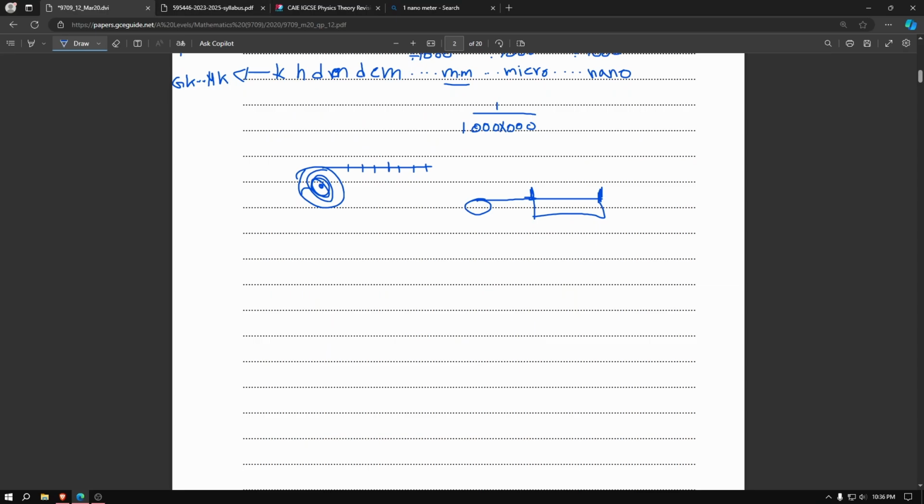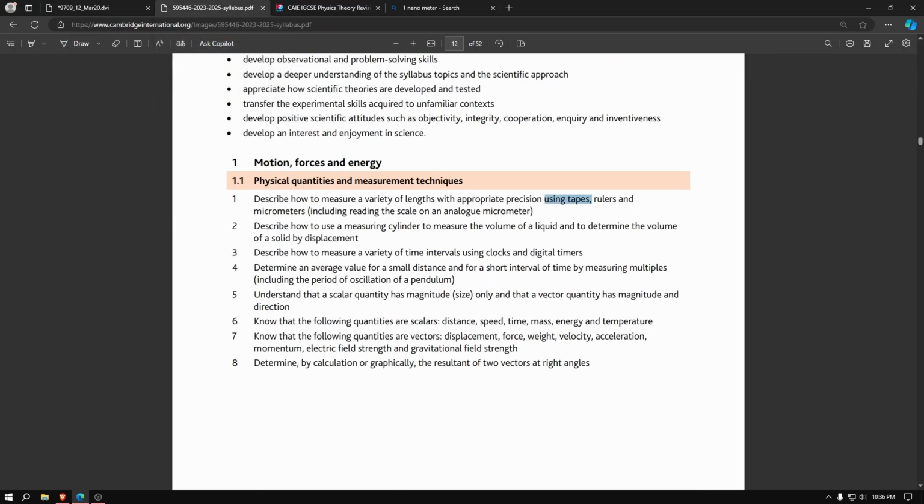So if you want to measure a football field, use this tape measure. Tape measure for football field. And generally, football field means a longer length. So if you want to measure anything longer than a meter, then you would be using your tape measure. Common sense. And anything shorter than a meter, you'd be using a meter rule.